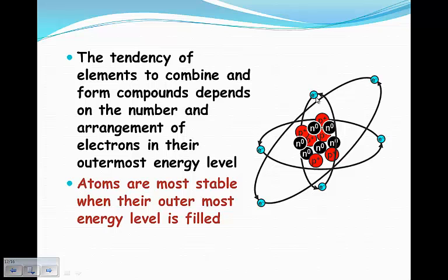The tendency of elements to combine and form these compounds depends on the number and arrangement of these electrons. Here are our protons and neutrons in the center, and the outermost shells, that's what's going on here with the electrons. These atoms are most stable when their outermost energy level is filled. So when that is filled with 8 in its outer shell, it's happy, it's stable, it doesn't react. It doesn't need to find anything, get rid of anything, or share anything. It is happy.